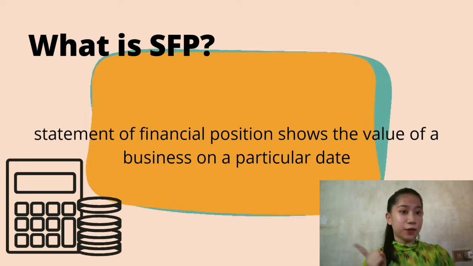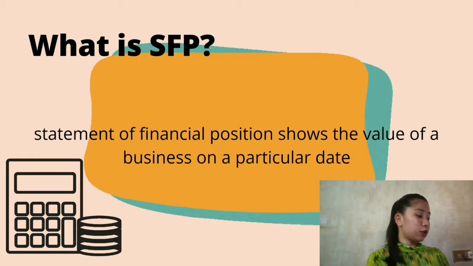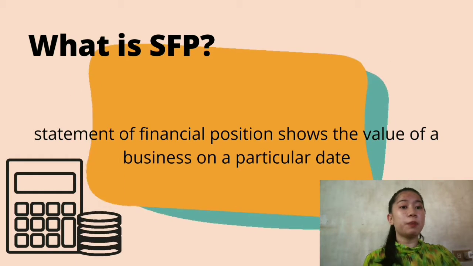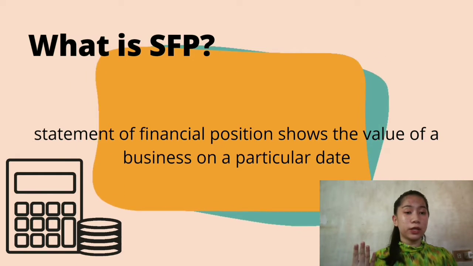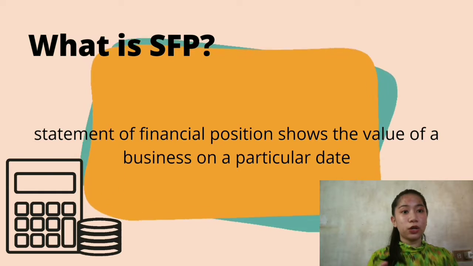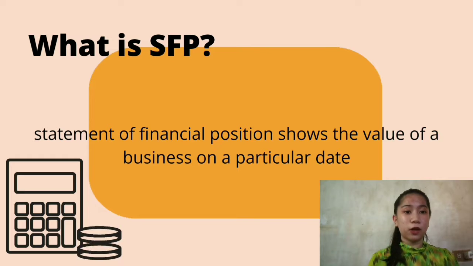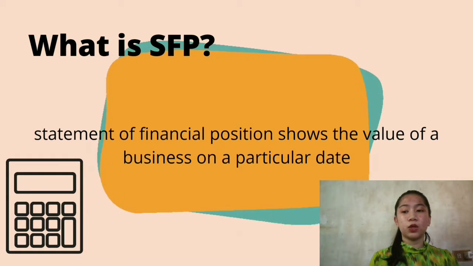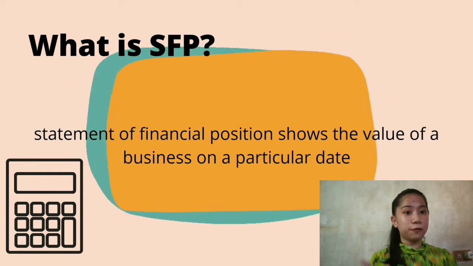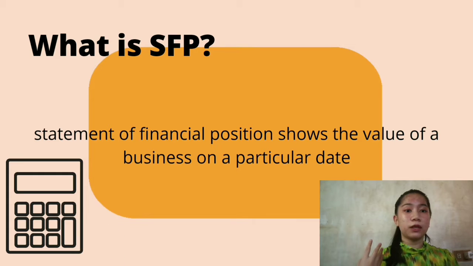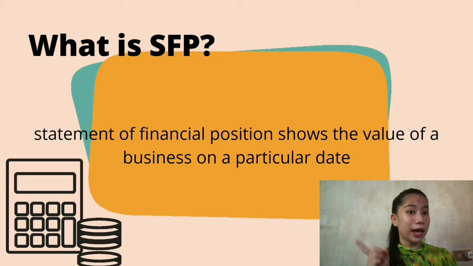First, what is SFP? According to bbc.co, the Statement of Financial Position shows the value of a business at a particular time. It is also known as the balance sheet. In other words, it gives you information on the business value at that particular time. An example of this is when you want to know the business value on January 30, 2015. So, you have to make the Statement of Financial Position to know the business value at that particular time.